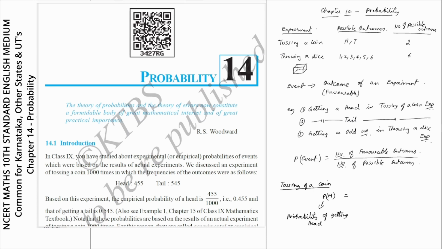If I ask you what is the chance of getting a head or a tail when we toss a coin, you would say that it's 50-50, right? Anybody would answer the same. So how do we explain this? How do we define this mathematically?